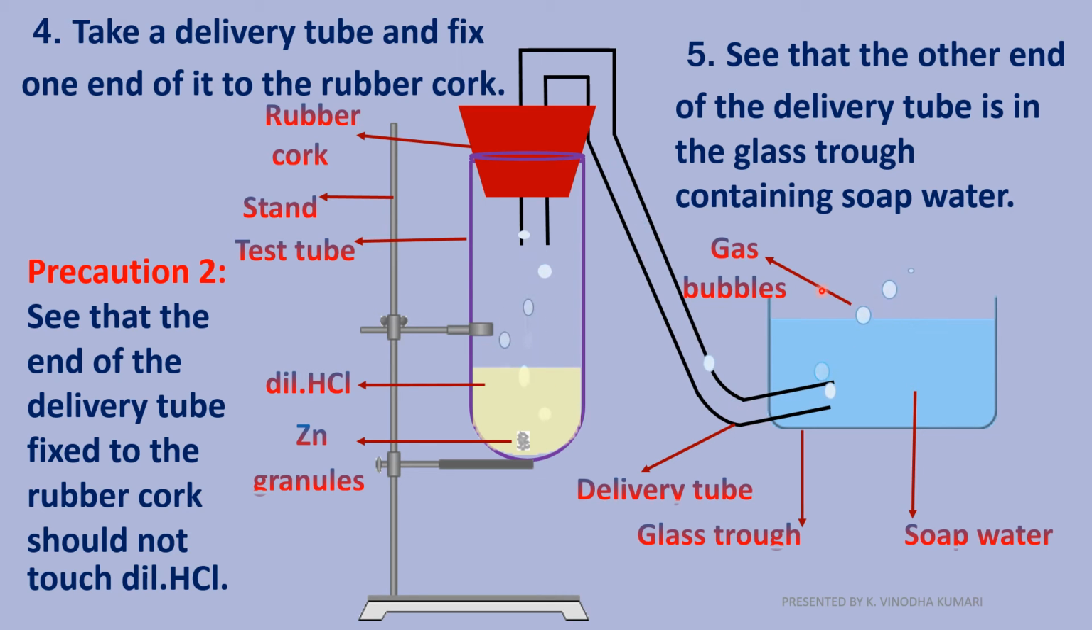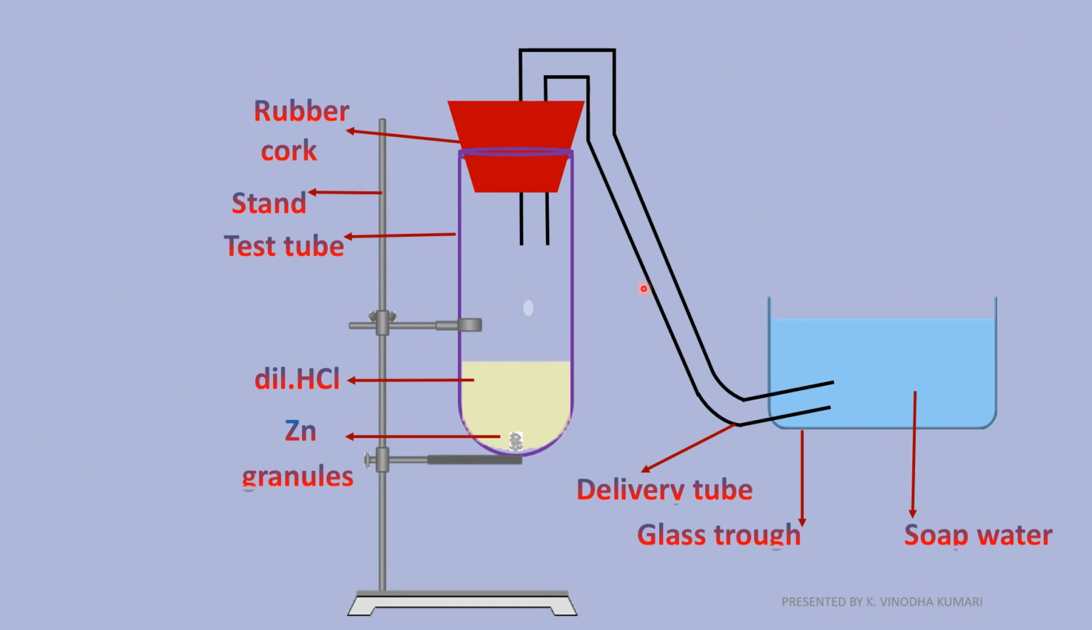Let us test the gas, which gas is coming out of it. We'll see it in the next slide. So we have observed that the gas bubbles are formed in the test tube, and these gas bubbles enter into the trough. So we have to test the gas bubbles which are coming out from the trough containing soap water. Here we are seeing the gas bubbles. Now we have to test these bubbles.